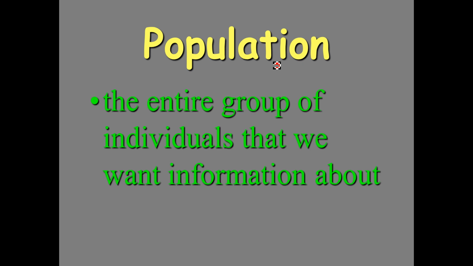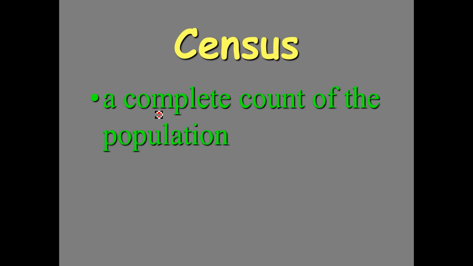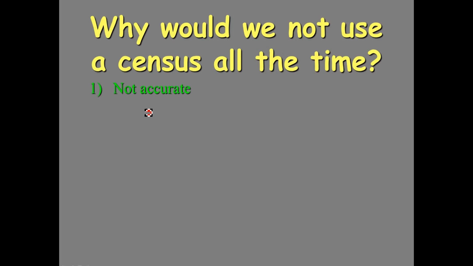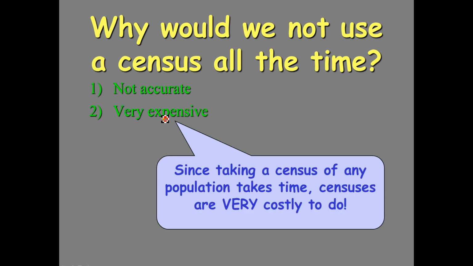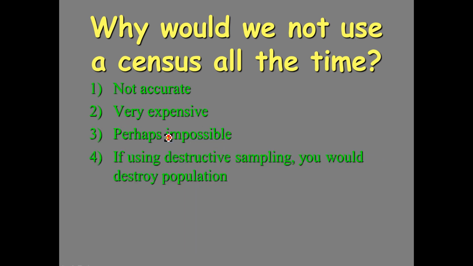Every single college student. And as you can see, collecting that data in a census, which is when we take a complete count of every single member in the population, would be very difficult, because it would take a lot of time. And here are some other drawbacks. Not accurate because you can't get to everyone. It's expensive. Gotta fly people out there to get the data. Perhaps impossible. How are you gonna reach every single person?